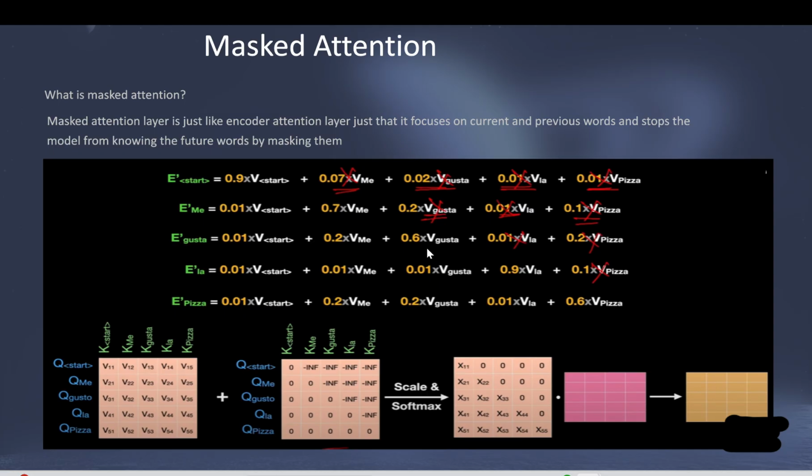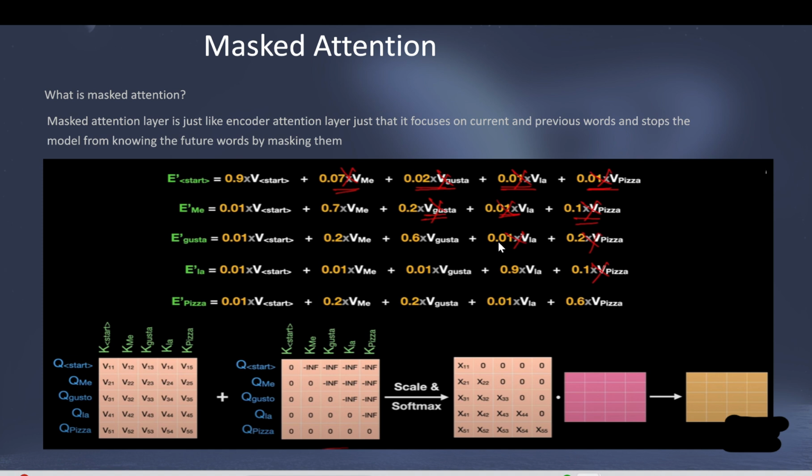But even if those future words were present, because during training we know all the words, still we are adding this negative infinity and then the softmax, so that all the future words will be eliminated.